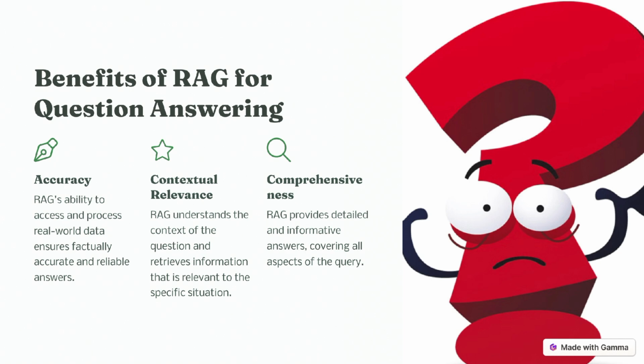RAG has some amazing benefits, especially for question answering. 1. Accuracy. RAG provides factual, correct answers by pulling information from reliable sources. 2. Contextual understanding. It understands the context of your question, so the answers are more relevant. 3. Comprehensive responses. It covers all aspects of the question, giving you a complete answer. Imagine asking a chatbot about the latest COVID-19 guidelines. RAG would retrieve the most up-to-date information from health websites and give you precise answers.